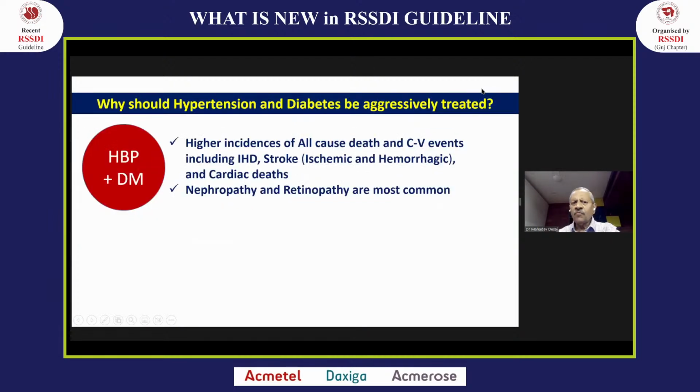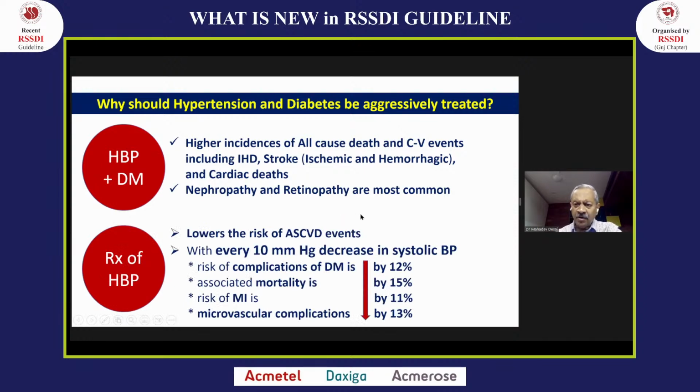So why should we treat hypertension aggressively? For the very simple reason that when hypertension and diabetes occur combined in a patient, there is a very high chance of all-cause death and CV events, whether it is ischemic heart disease, peripheral vascular disease, or stroke. Stroke again, whether ischemic or hemorrhagic, is very common in patients with hypertension and diabetes, as is cardiac death. Even end organ damage like nephropathy and retinopathy is also very common in hypertension and diabetes.